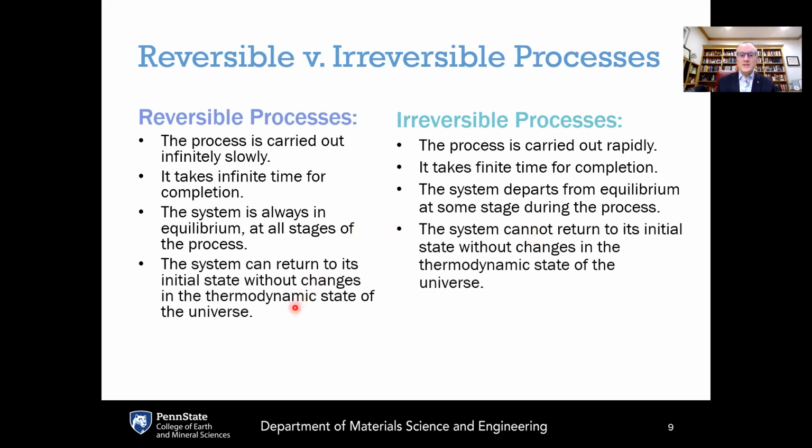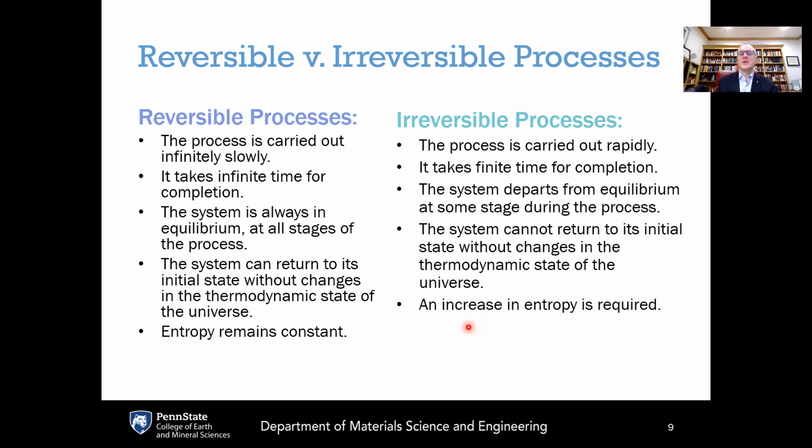For reversible processes, the system can return to its initial state without changing the thermodynamic state of the universe. For an irreversible process, that cannot happen. You cannot go back to the initial state without changing the thermodynamic state of the universe. For a reversible process, the entropy of the universe remains constant. For an irreversible process, an increase of entropy is required.